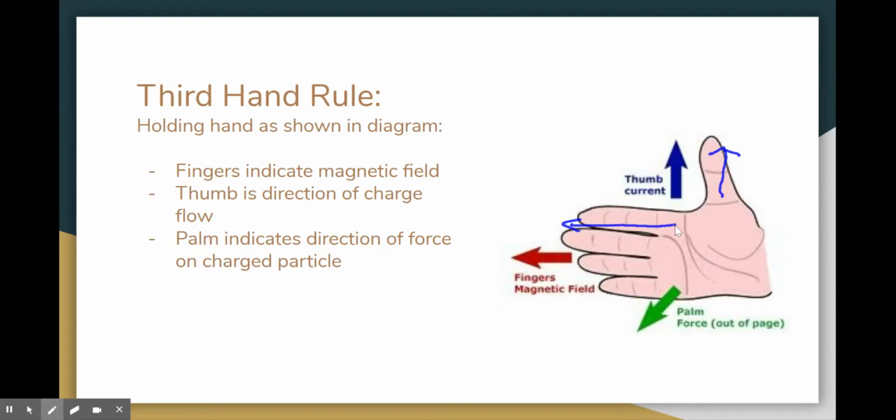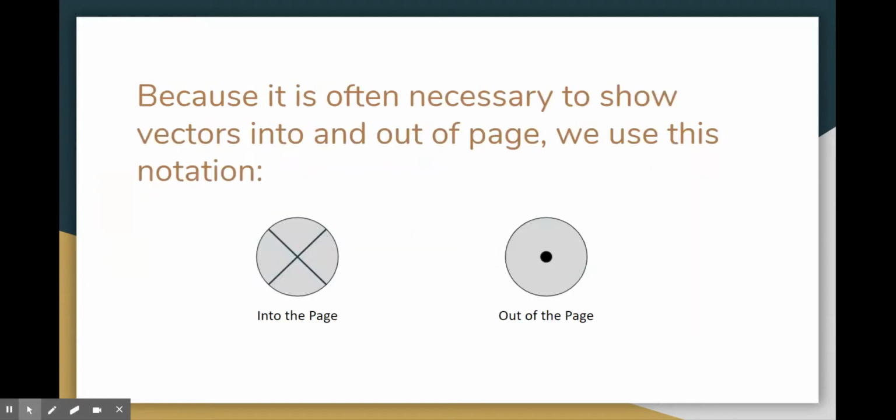And in this picture, because the thumb is up and the magnetic field is to the left, the palm ends up facing what they would describe as out of the page. Now, obviously, we have a three-dimensional thing going on here, and it's at this point where it's going to be necessary to represent vectors that are not just in the x and y, but also in the z plane, or in or out of a page.